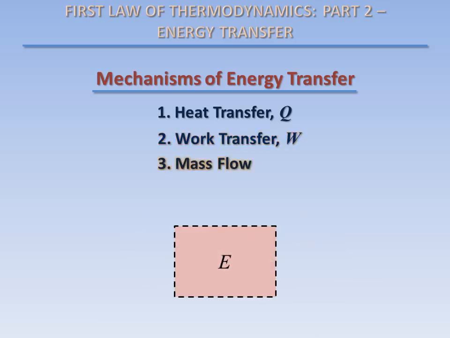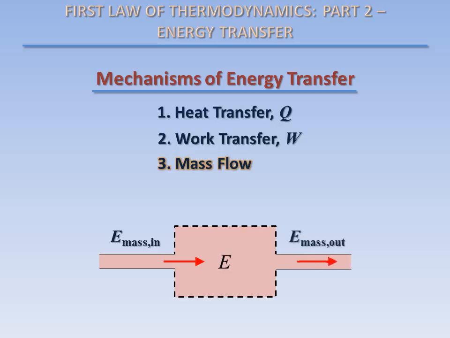The last mechanism by which energy can be transferred to or from a system is mass flow. When mass enters a system, the total energy of the system increases because the mass carries some energy in with it. Similarly, when mass leaves a system, the total energy of the system decreases because the leaving mass takes out some energy with it.